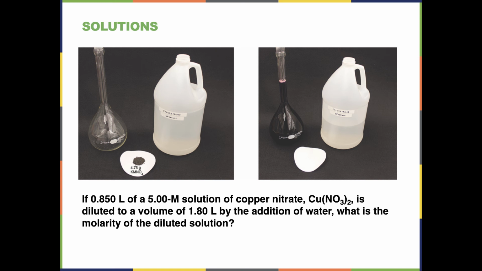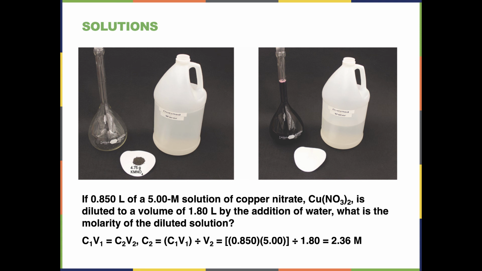If you have 0.85 liters of a 5 molar solution of copper nitrate, and it's diluted to 1.8 liters with the addition of water, what's the molarity of the new solution? Well, the initial conditions are here. This would be 5 molar, and this would be 0.850 liters. This is what you don't know, and this is 1.80 liters. So to find this, you multiply these two together and divide by this. If you put the numbers in, you get 2.36 molar.